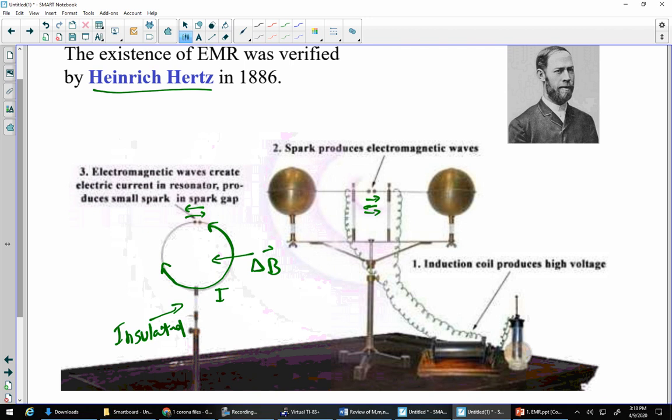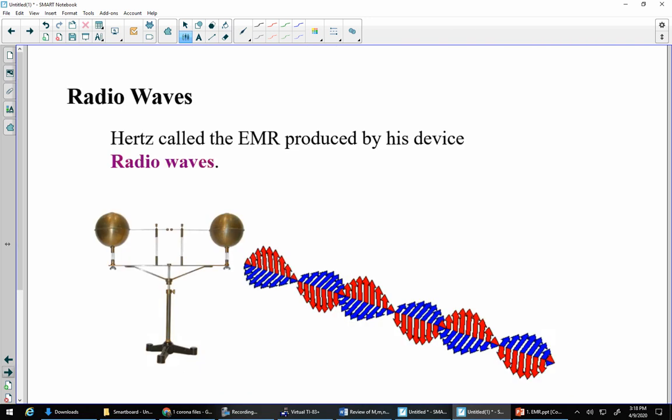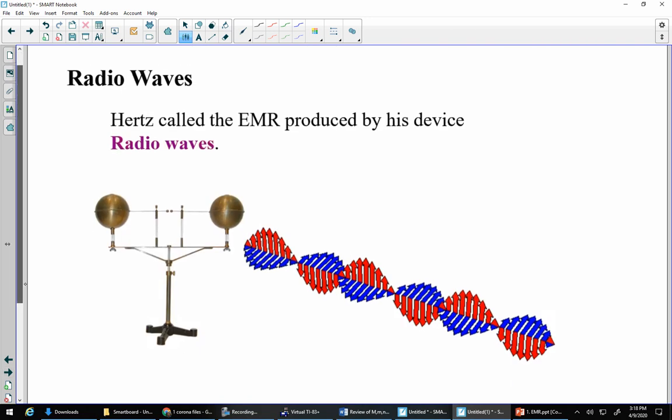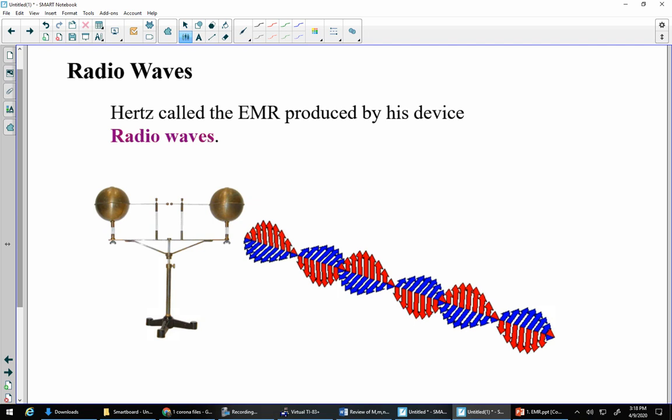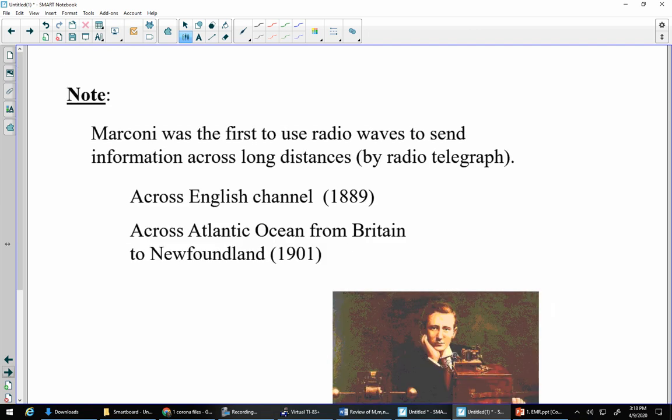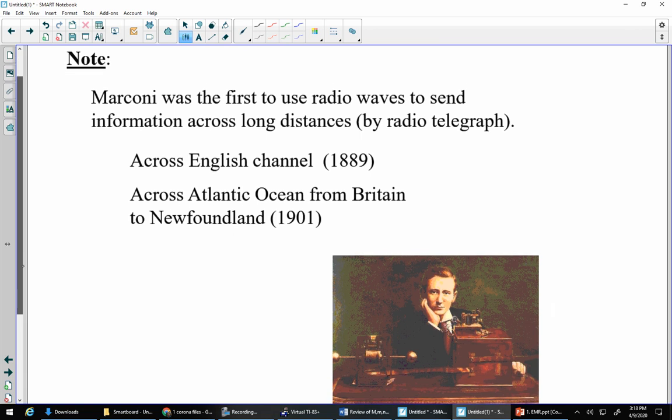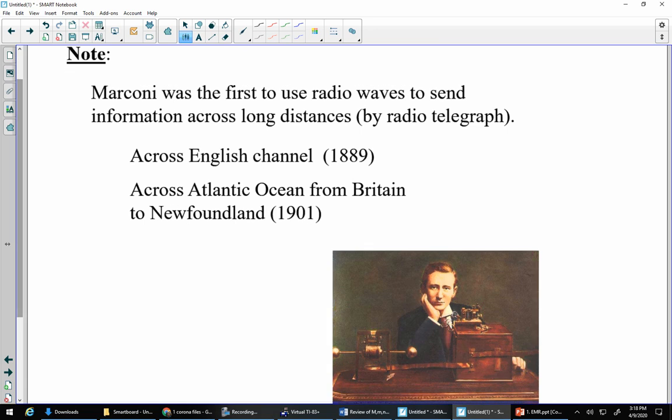And he got a unit named after him for it. I don't know if that's why he got the unit named after him, to be honest, but pretty amazing, right? Verifying the existence of EMR. Hertz called these radio waves, and obviously we still use that term today. Right, we definitely do. No, this isn't part of our curriculum, but a guy named Marconi was the first person to ever use this to send signals, which is pretty amazing.